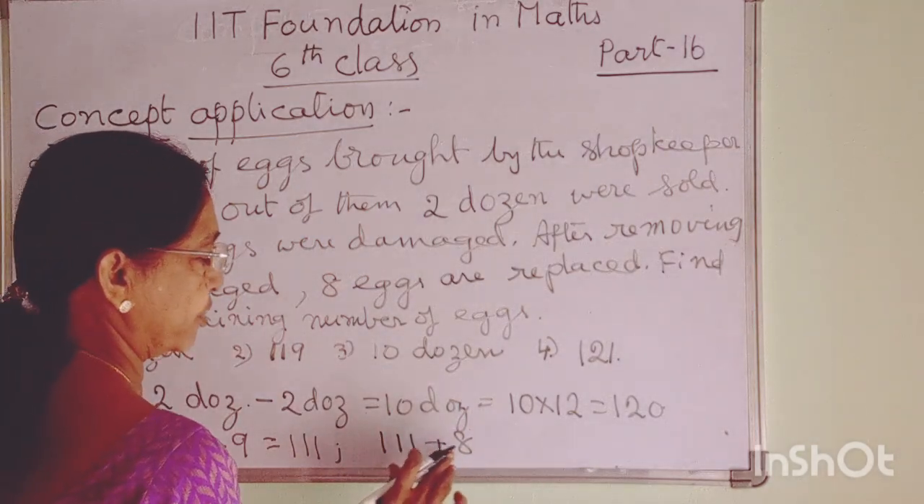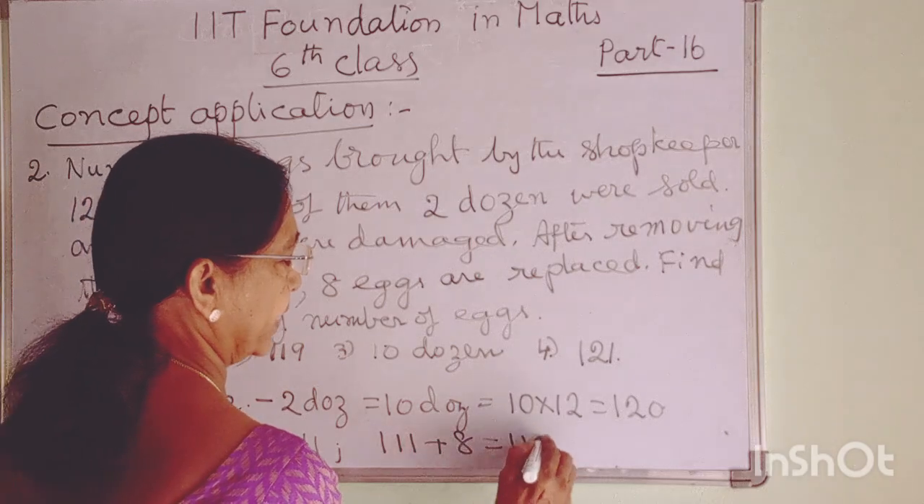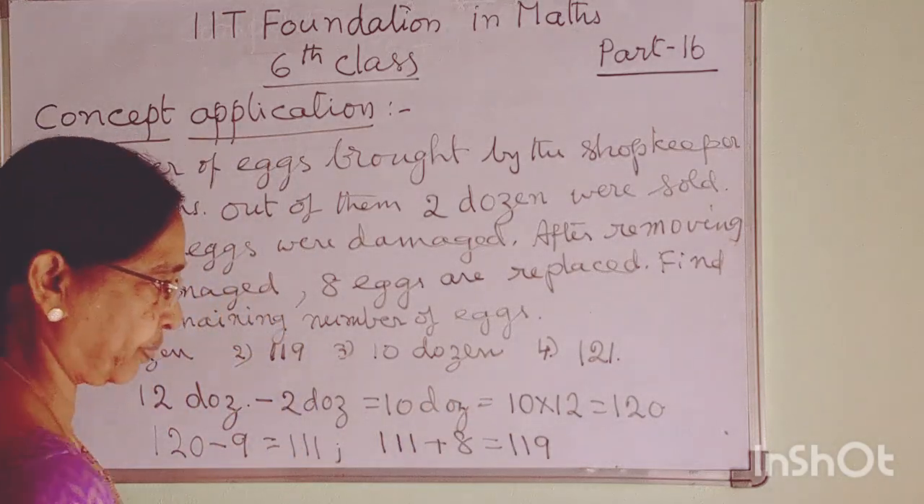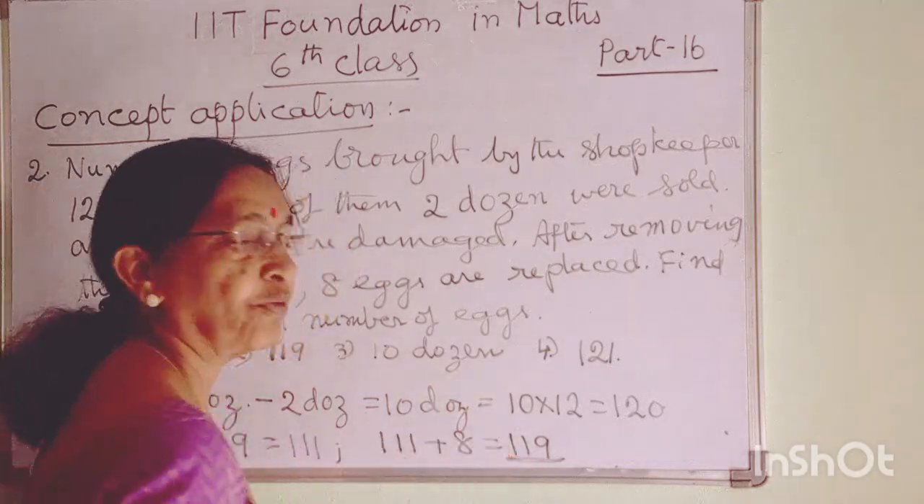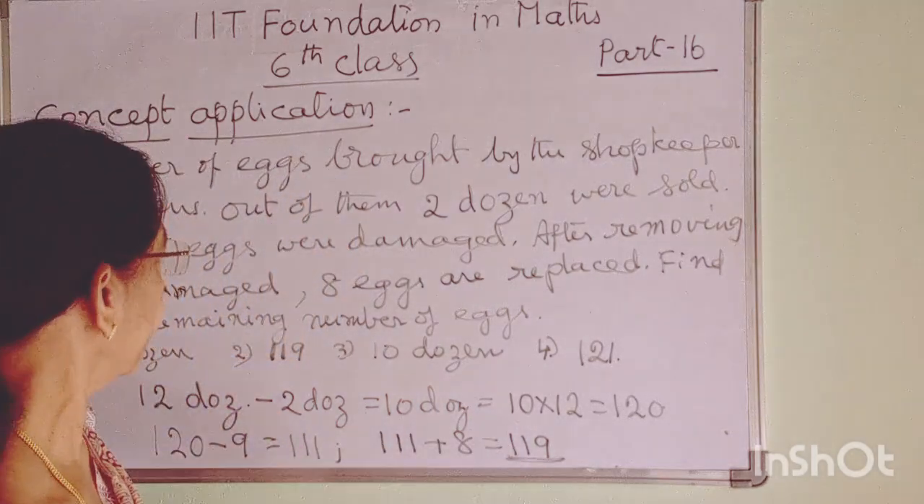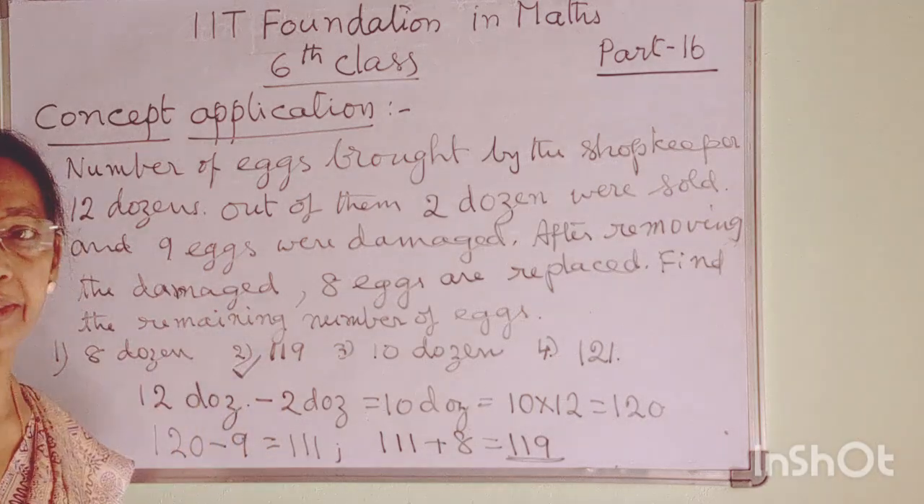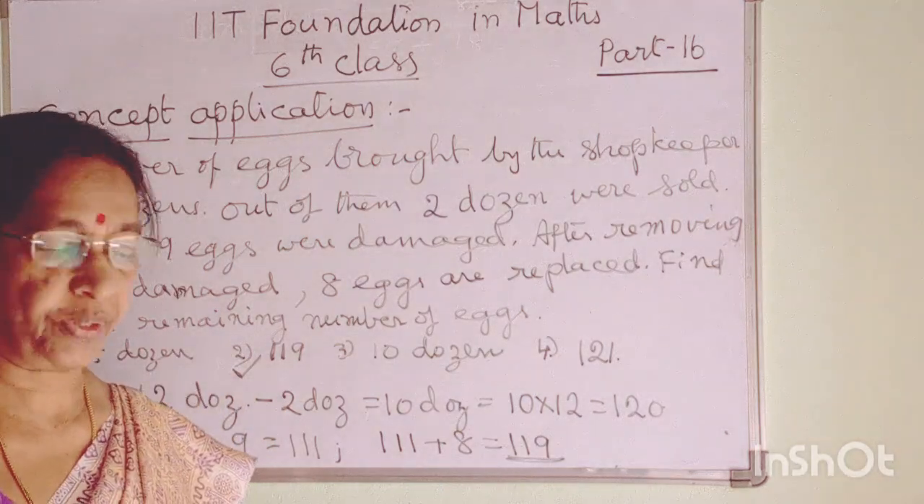Therefore, 111 plus 8 is equal to 119. Therefore, the remaining number of eggs with the shopkeeper is 119. So, option 2 is correct. 119 eggs remained with the shopkeeper.